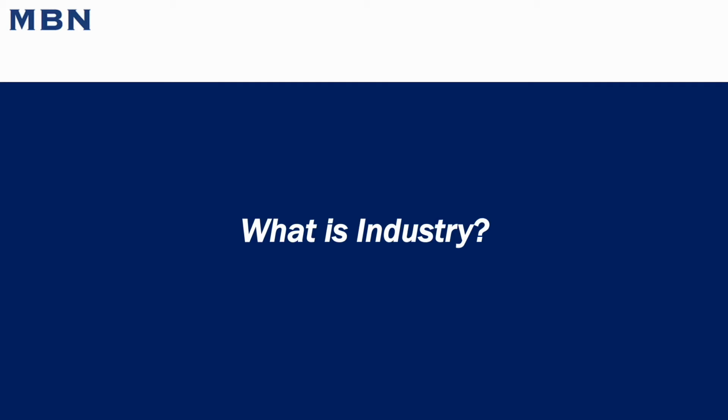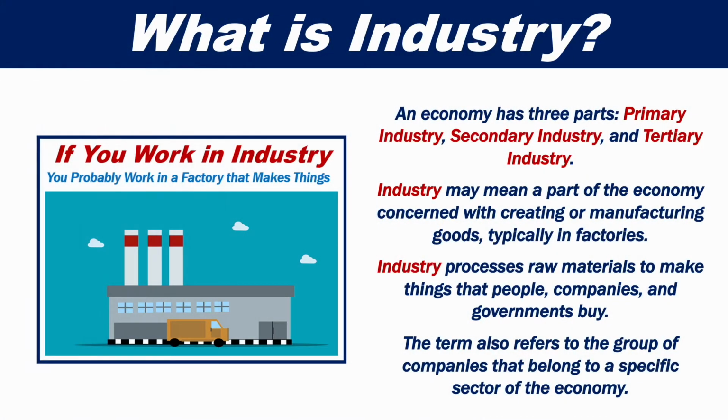What is industry? An economy has three parts: primary industry, secondary industry, and tertiary industry. Industry may mean part of the economy concerned with creating or manufacturing goods, typically in factories. Industry processes raw materials to make things that people, companies, and governments buy. The term also refers to the group of companies that belong to a specific sector of the economy.